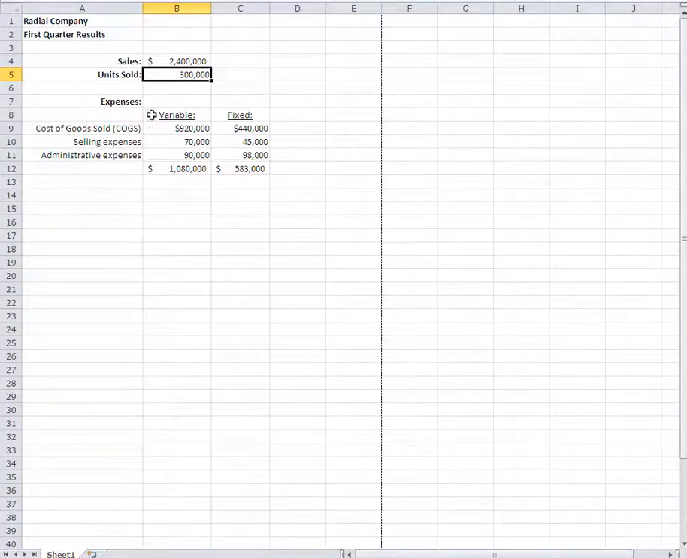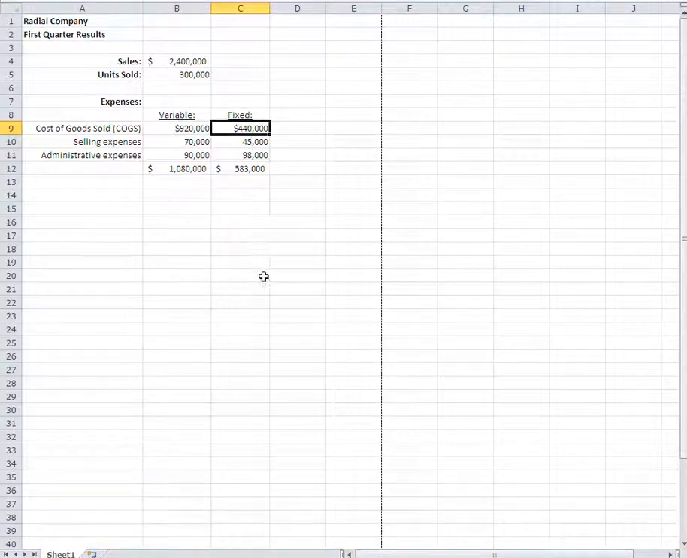Below here is all of the cost data for the quarter. You've got cost of goods sold and selling and administrative expenses, and they're broken out into variable and fixed costs. The $920,000 of cost of goods sold that's variable would include things such as direct labor, direct materials, and overhead that would vary with the number of units produced. Remember, the definition of a variable cost talked about last week is that it varies with volume.